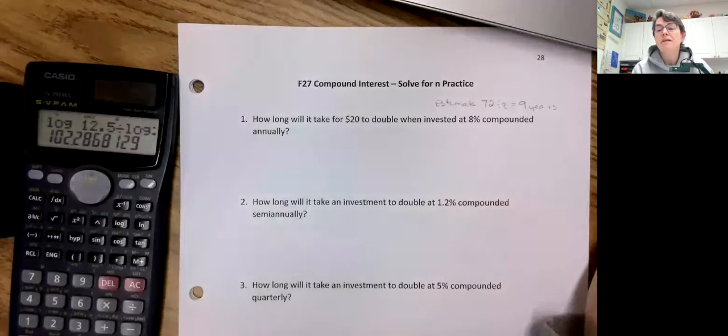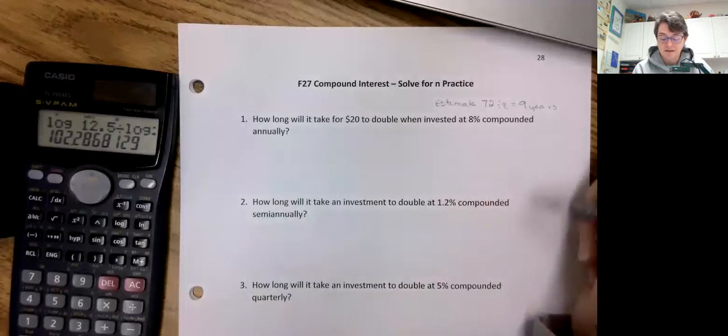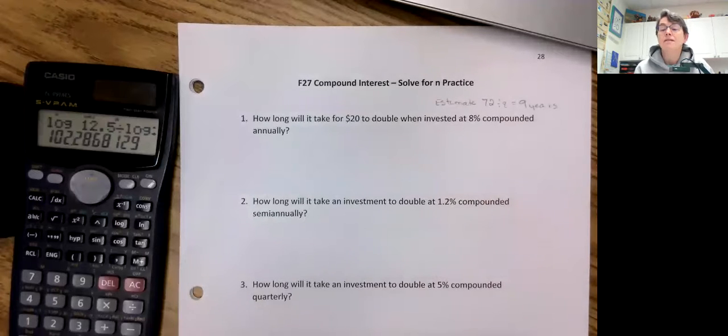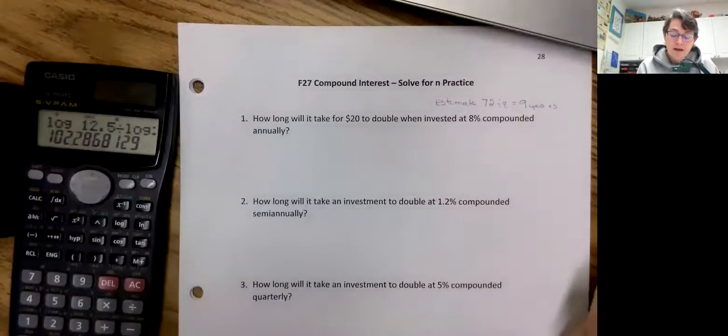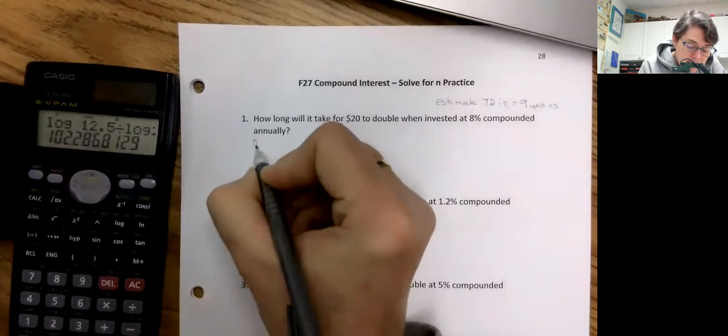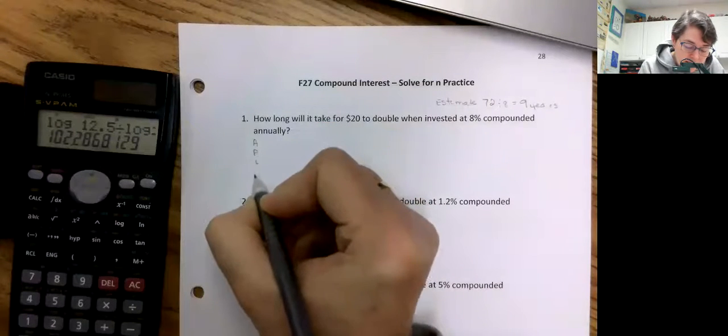And if that looks familiar, it's because these are just the rule of 72 questions from video 25. We're just going to do it mathematically and see how close they are, and what happens when it's semi-annually and quarterly and things like that, and how close our actual estimates are. A, P, I, N.